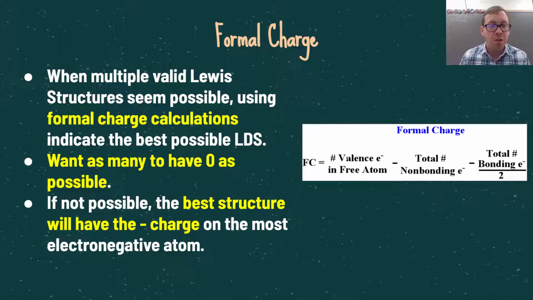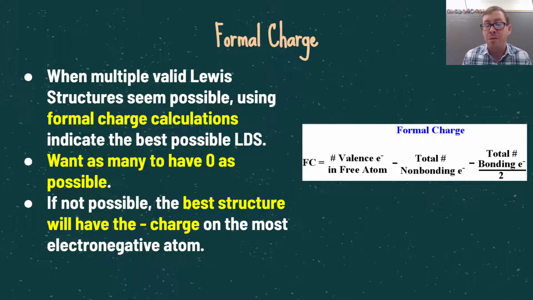So let's take a look at formal charge. When multiple valid Lewis structures are possible, formal charge calculations indicate the best possible Lewis dot structure. You don't see this very often because typically there is 1 correct Lewis dot structure. When we calculate formal charge, we want as many zeros as possible.